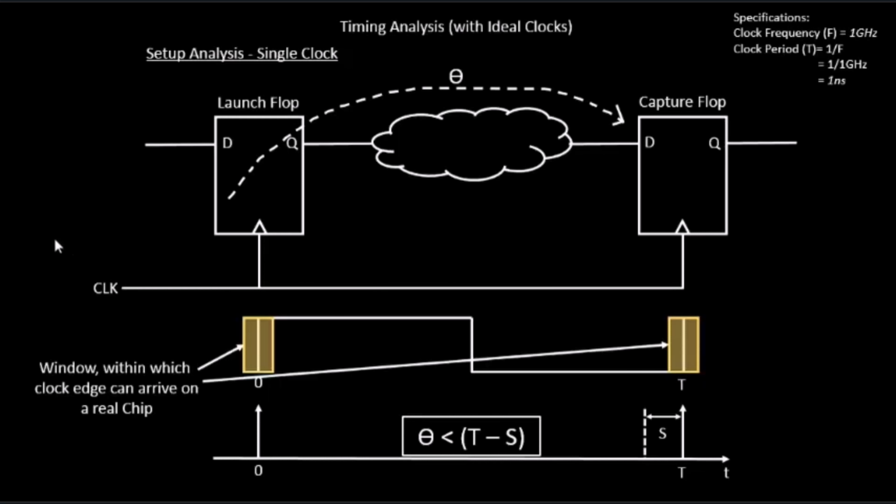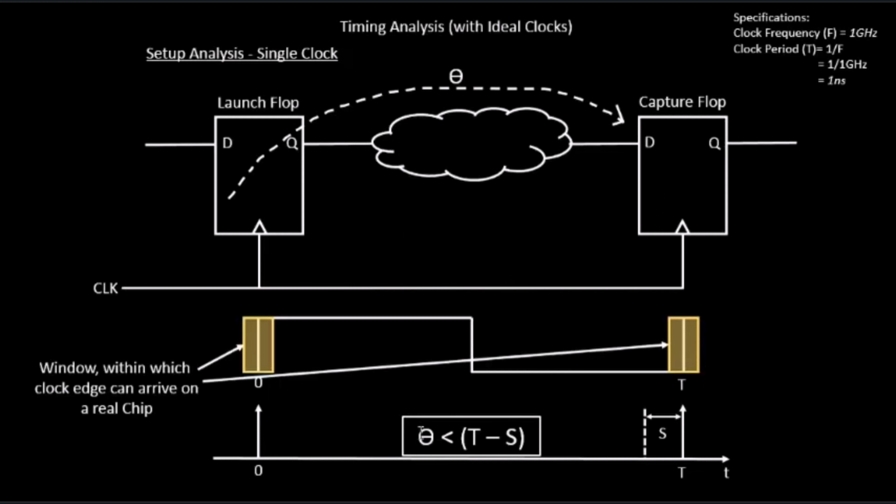Because of its inherent variations inside the PLL, let's say it sends a clock edge, not at 0 but at this edge, to the launch flop, and the next edge that the PLL sends to the capture flop is at this particular edge and not at 1 nanosecond. So initially the period was from 0 to t, and now it has shrunk from this point to this point, which is definitely less than 1 nanosecond. This is a very small variation, but it still accounts for failure of the circuits.